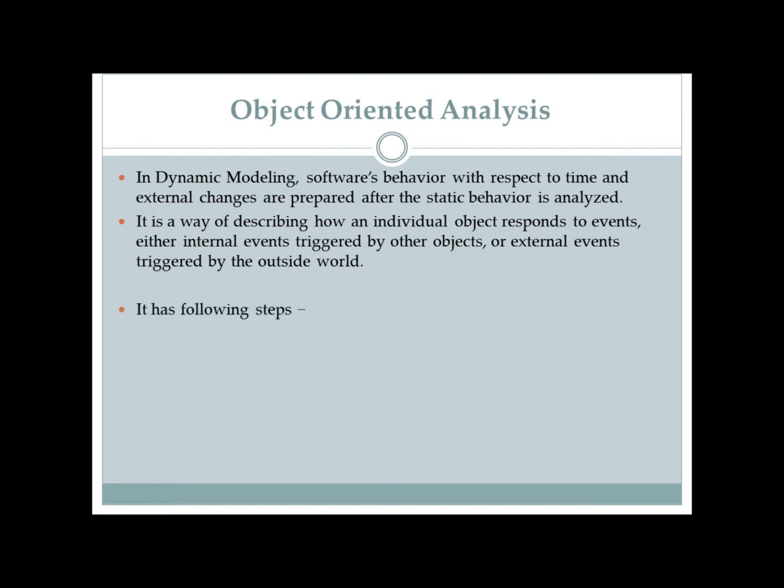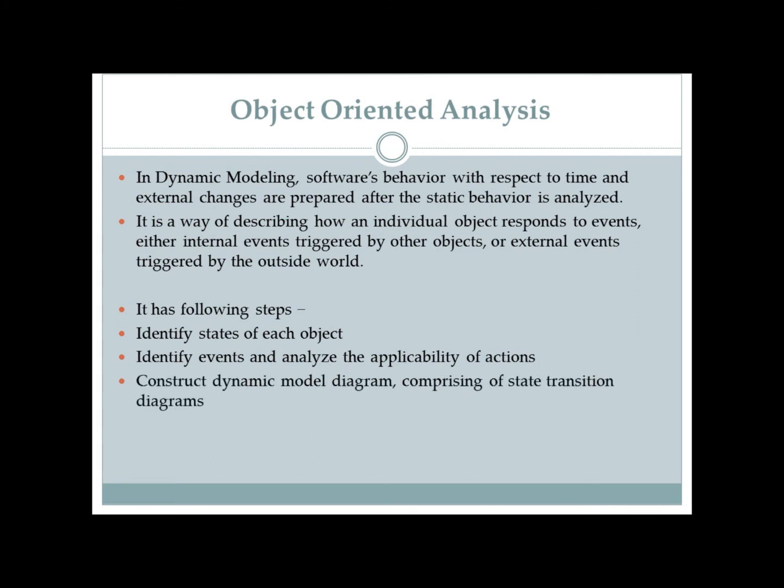This modeling technique also has its own steps. It is like identifying the state of each object, identifying events, and then analyzing the applicability of actions, then constructing the dynamic model diagram with the comparison of the state transition diagram, expressing each state in terms of object attributes, and validating the state transition diagram which has been drawn by analyzing the applicability of the actions.